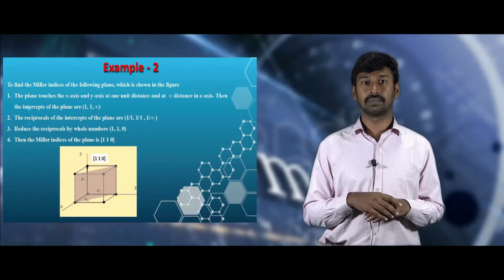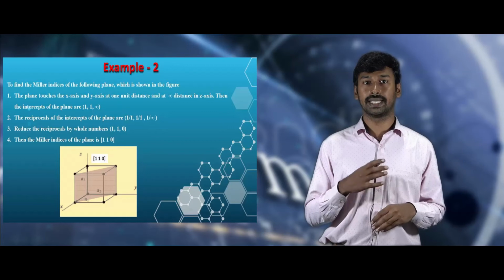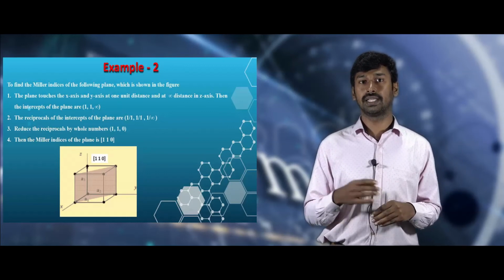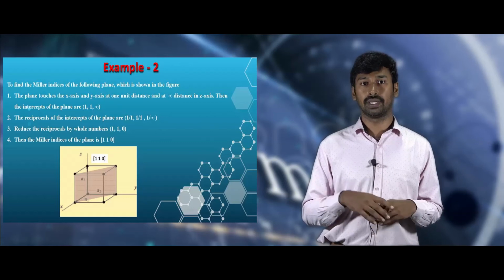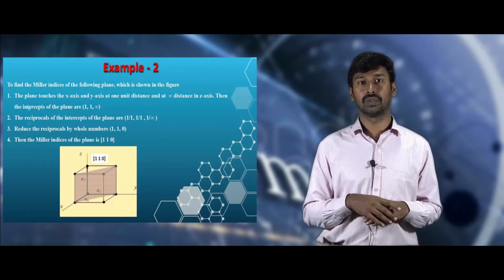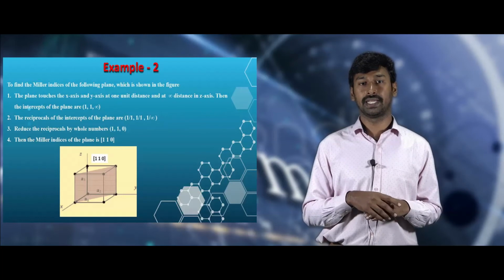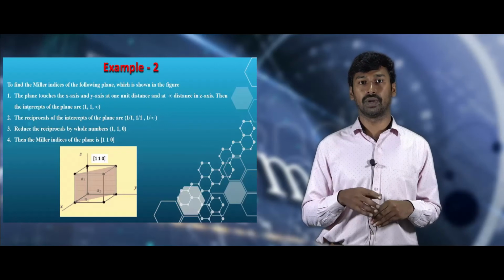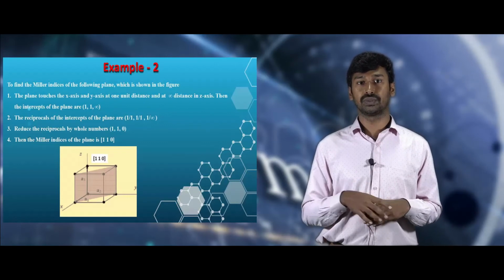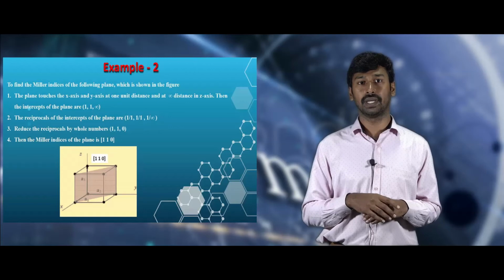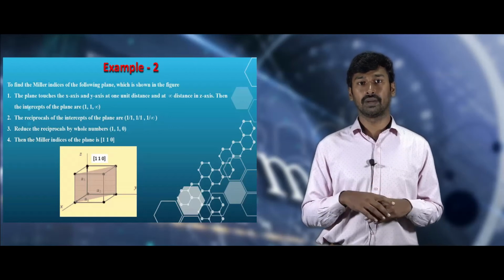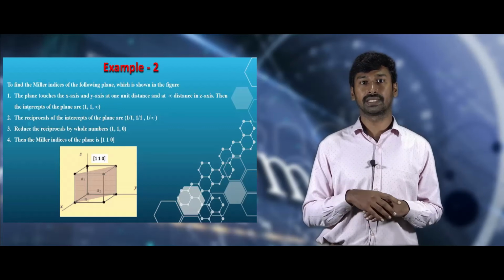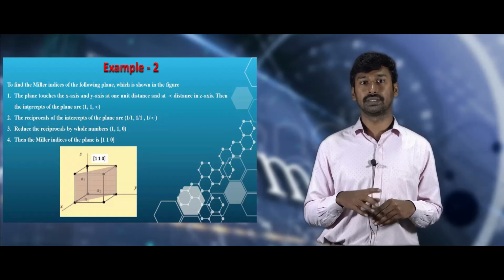Next, in this example, a plane is drawn which cuts the x-axis and y-axis and it is parallel to the z-axis, and the intercept of this plane is 1, 1, infinity, and the reciprocal of this plane is 1 by 1, 1 by 1, 1 by infinity. Then we reduce this reciprocal into the whole number, that is given by 1, 1, 0. Then the Miller indices of the plane is given by 1, 1, 0.